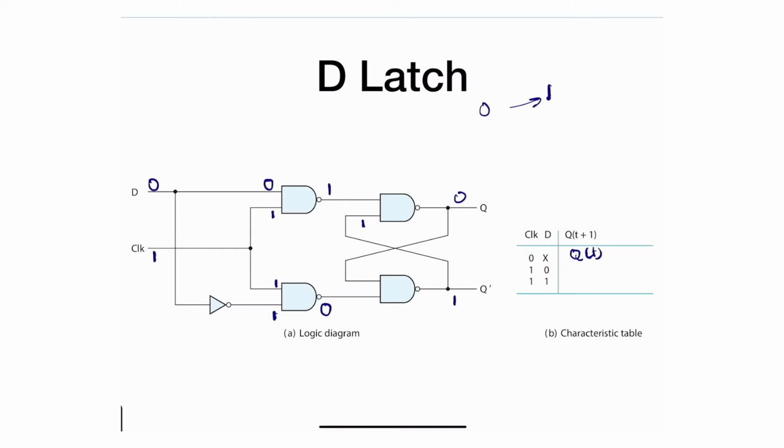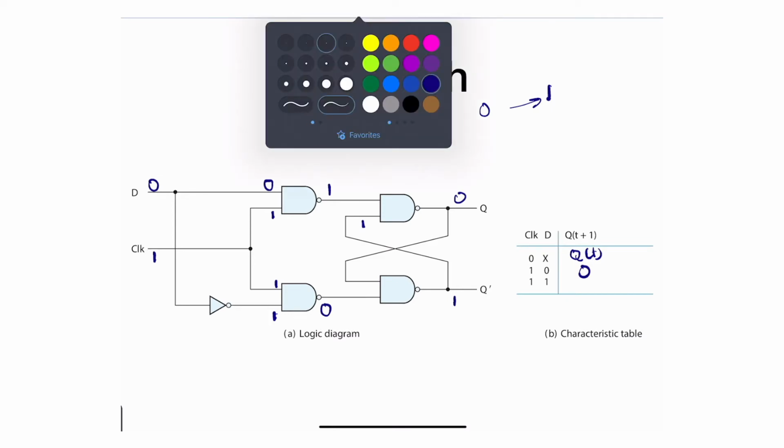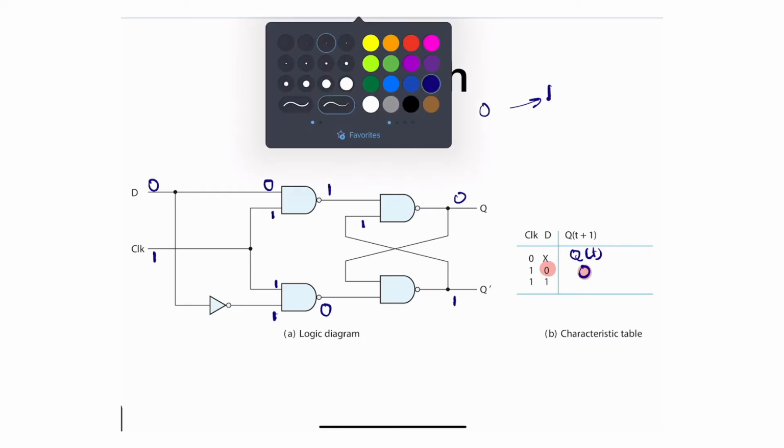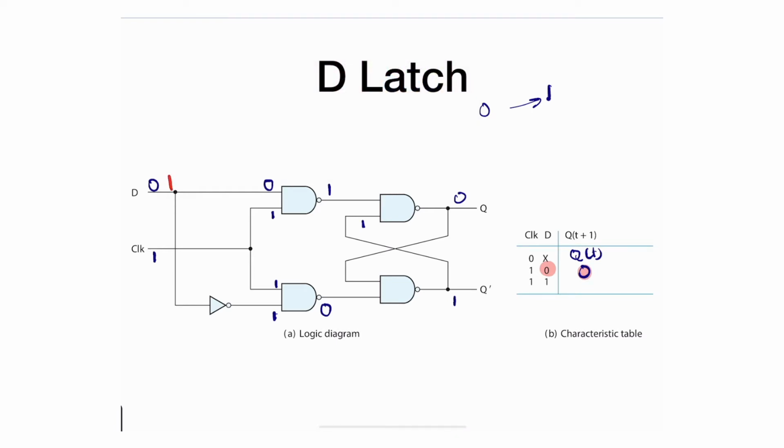And what this told me is the following. If D is 0, the output will be 0. And you can follow the same type of argument in here and say, okay, let's assume that D is now 1. Let me just remove these blue ones in here.